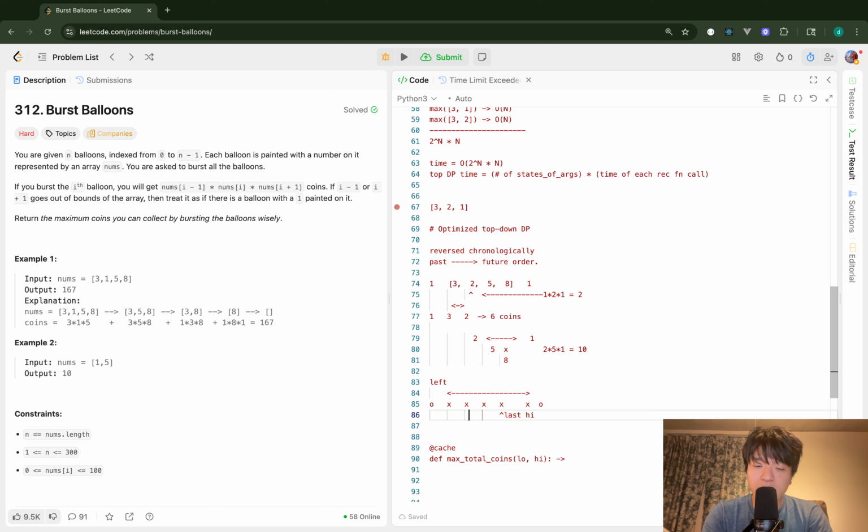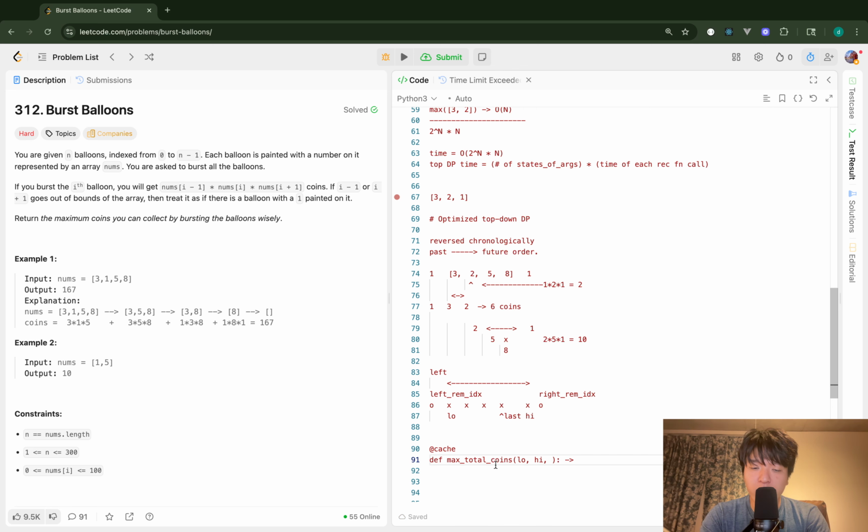this is called high index and this is now called low index. So let's call this one left hand side remaining index. Yep. And let's call it right hand side remaining index. Okay. So these are important when I think of the max total number of coins in the given range. So I need them as arguments.